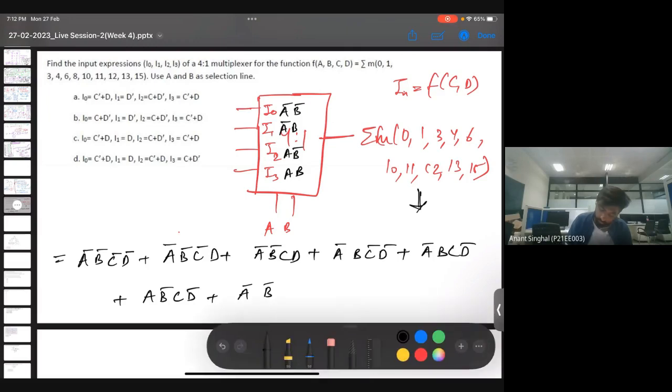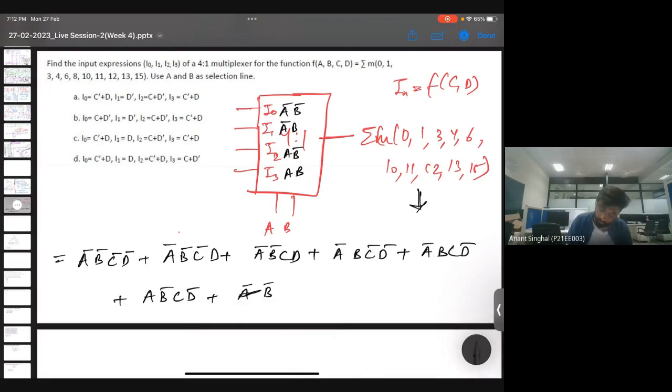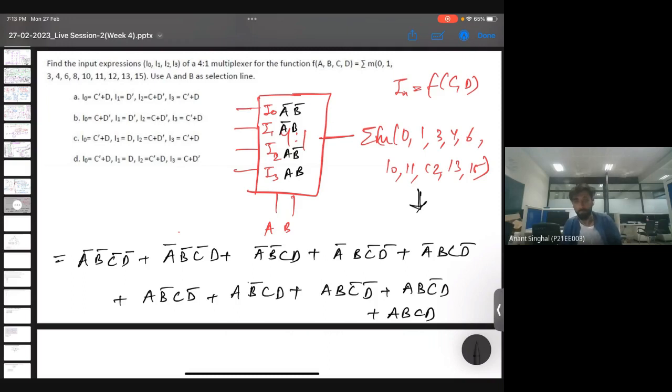11 is, okay, I've written it wrong. 1, 0, 1, 0. This is 11. 1, 0, 1, 1. 12 is 1, 1, 0, 0. 13 is 1, 1, 0, 1. 15 is 1, 1, 1, 1. Is it clear?